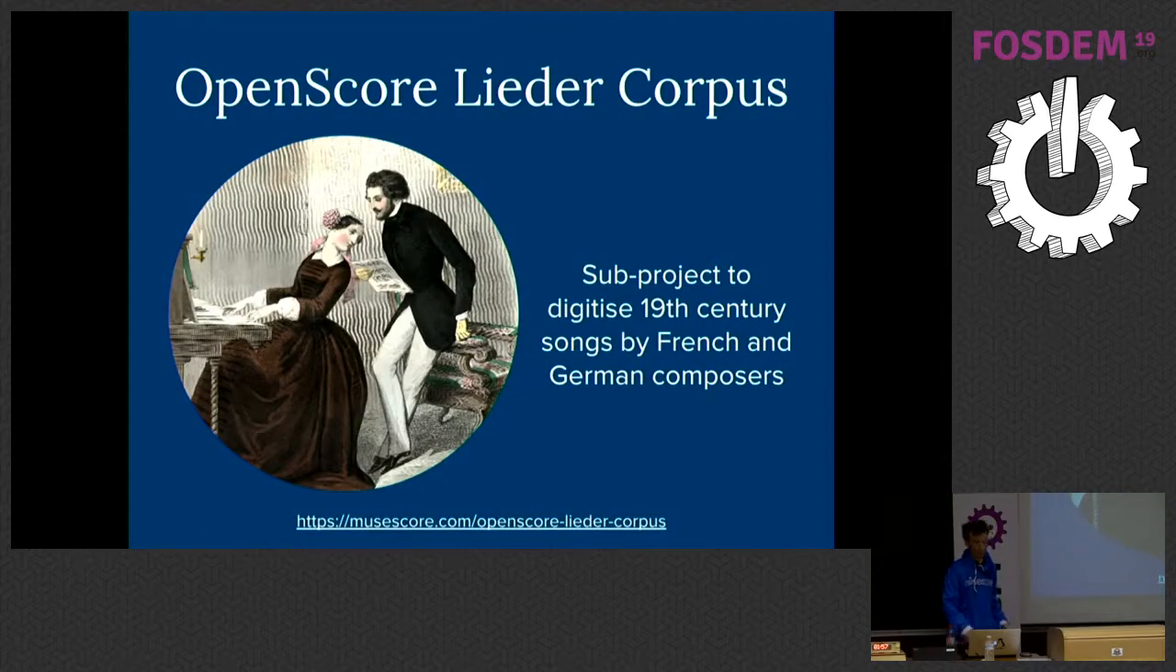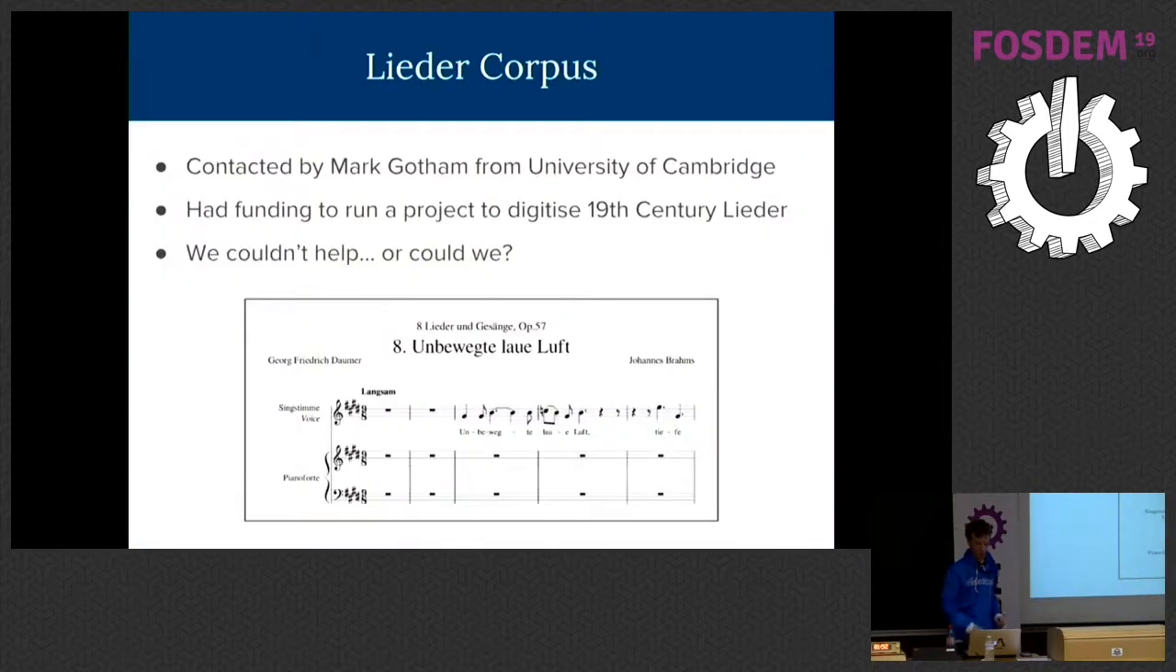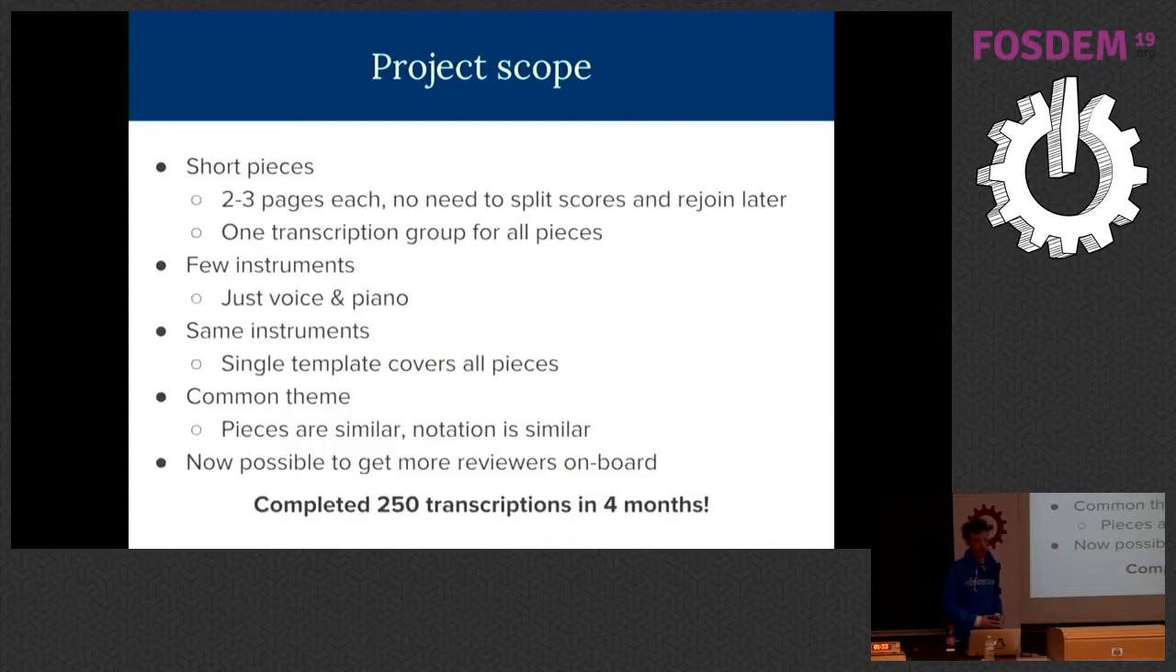About this time we were approached by Mark Gotham from the University of Cambridge, who had funding to run a project to digitize 19th century songs for piano and a singer. We didn't think we could help him because we were struggling with our own project. But I had another look at it, and I thought perhaps we can help here, because these pieces that Mark wanted to transcribe were much shorter. There's 2 to 3 pages each, so there's no need to split the score up and rejoin it later on.